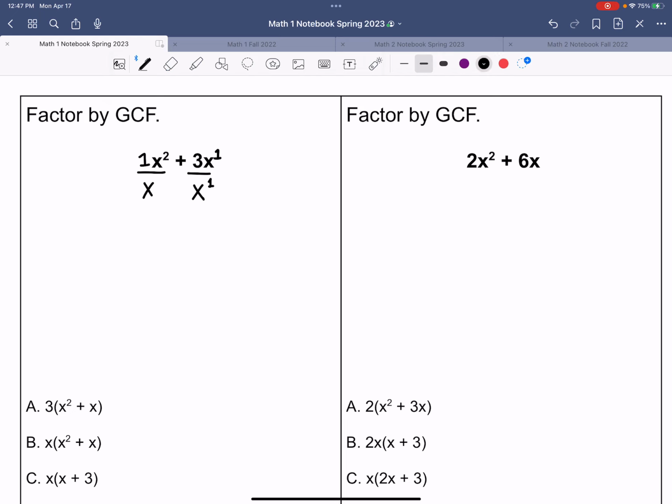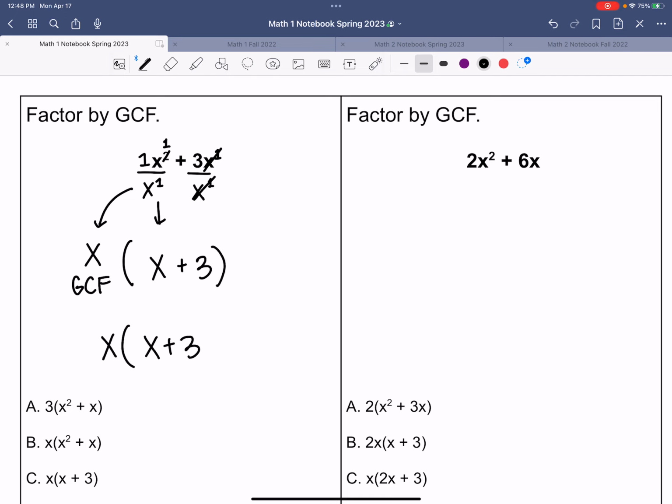So if I take x to the first power, or just x, out as the GCF, what's left over is, if you're taking away one of these exponents, this is going to reduce down to a 1. So that's x to the first power, which is just x. And in this one, x to the first over x to the first, it gets taken out. So that leaves you with just the plus 3. So then the factor is x times x plus 3.